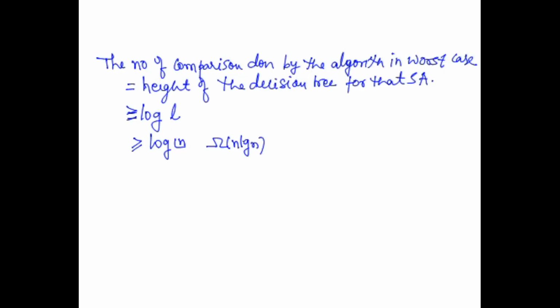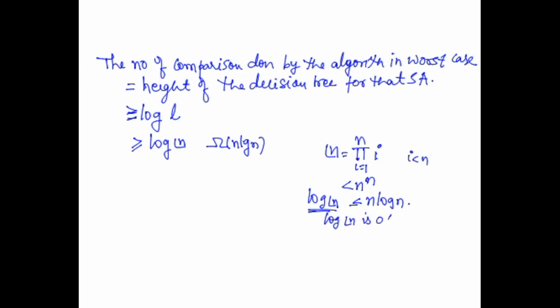So we can see that factorial n, which is the product of all the numbers from i equal to 1 to n, where each i is smaller than n, is certainly smaller than n to the power n. So if I take log of factorial n, this is smaller than n log n. This basically means that log of factorial n is O of n log n, right?